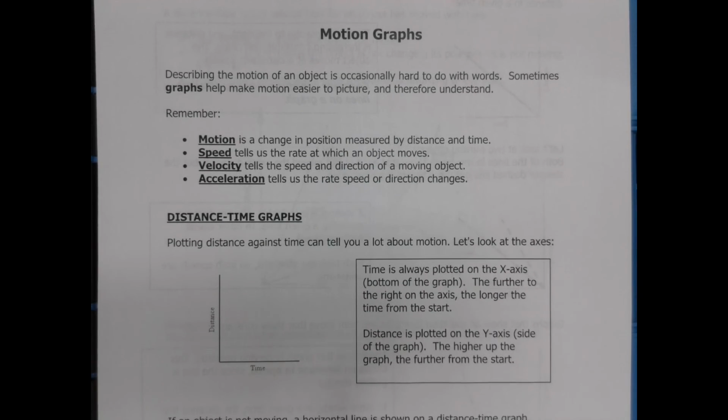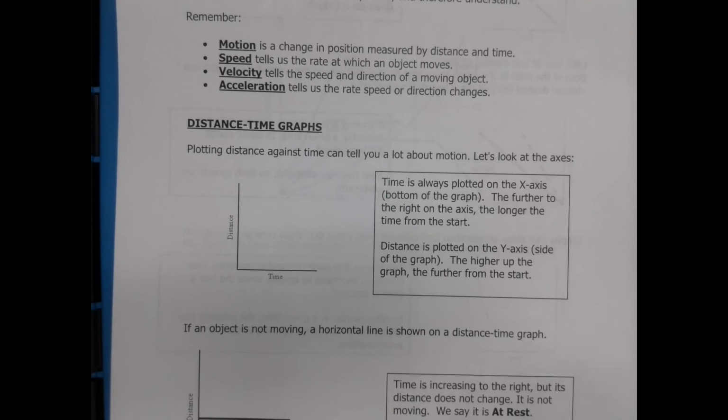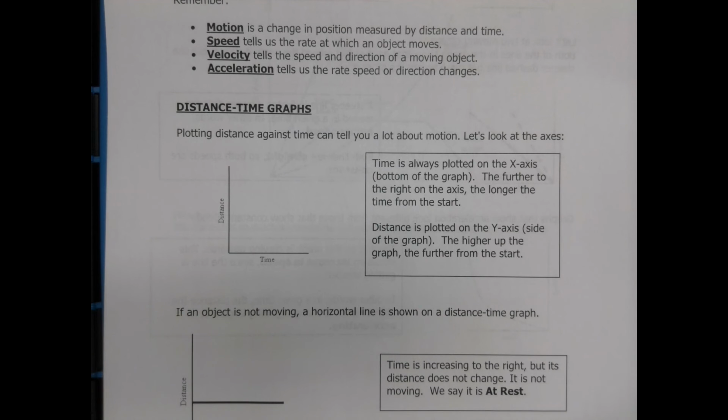So let's look at time distance graphs. Plotting distance against time can tell you a lot about motion. Let's look at the axes. Time is always measured on the x-axis, the bottom of the graph. The further to the right on the axis, the longer the time from the start. Distance is plotted on the y-axis, the side of the graph. The higher up in the graph, the farther away from the start.